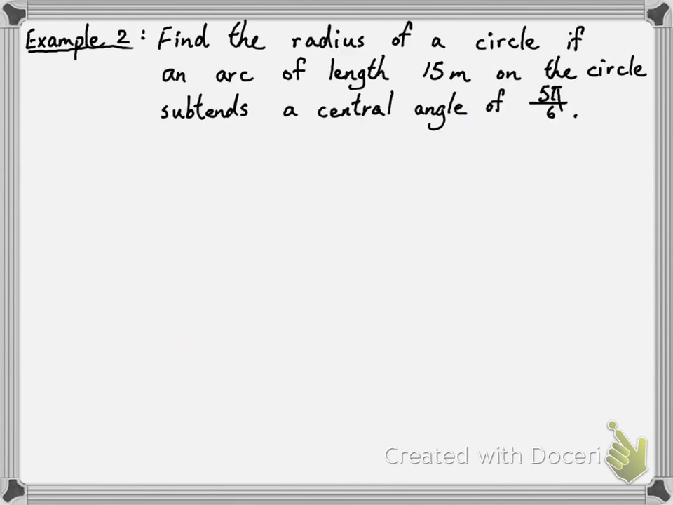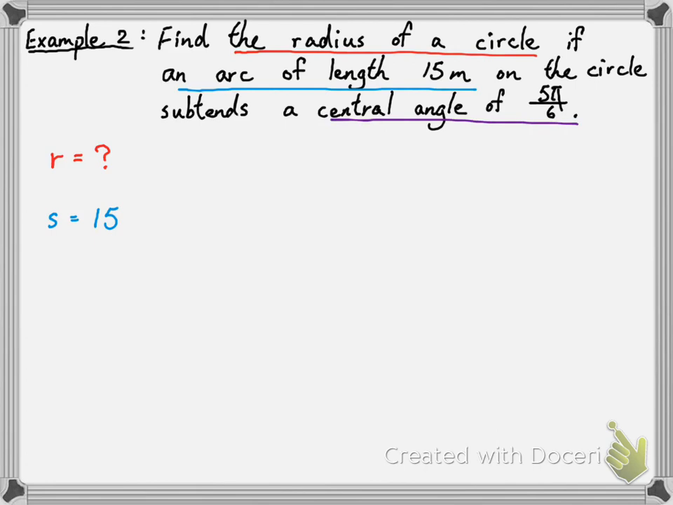Example number 2. Find the radius of a circle if an arc of length 15 meters on the circle subtends a central angle of 5 pi over 6. Please feel free to pause the video so that you can give it a try. Find the radius of the circle, so the radius is an unknown. The arc length s equals 15 meters, on a circle that subtends a central angle, so theta is given as 5 pi over 6.